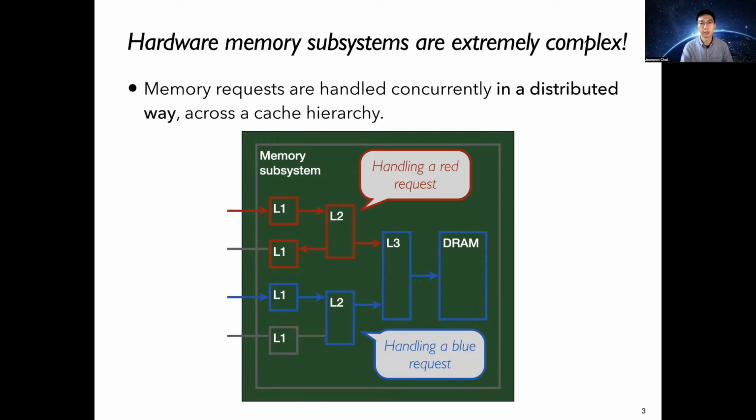The system receives multiple requests at the same time, and they are handled concurrently. As seen in this figure, we may have a memory request from a core presented in red, and some caches may be involved with this request. At the same time, we may have another request from another core presented in blue, and some other caches may be involved with the blue request.